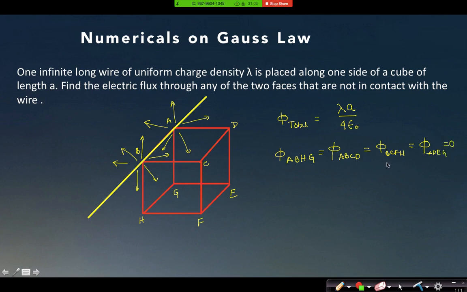So I hope that you can now visualize things. From your answers, I can understand that you can now visualize things, and it is very important in Gauss law. Now, if all these four faces are carrying zero flux, what are the remaining two faces? The remaining two faces, CDEF and GEFH, are symmetrical. So can I say 2 phi is equal to the total flux, lambda A by 4 epsilon naught? So each of the faces will carry lambda A by 8 epsilon naught. That should be your answer.